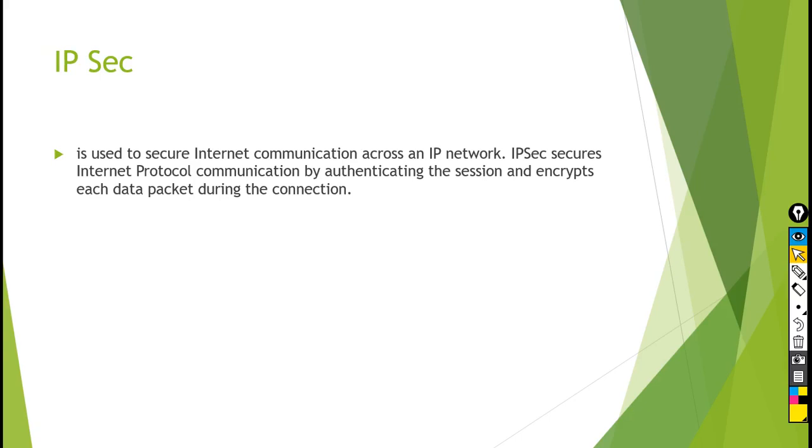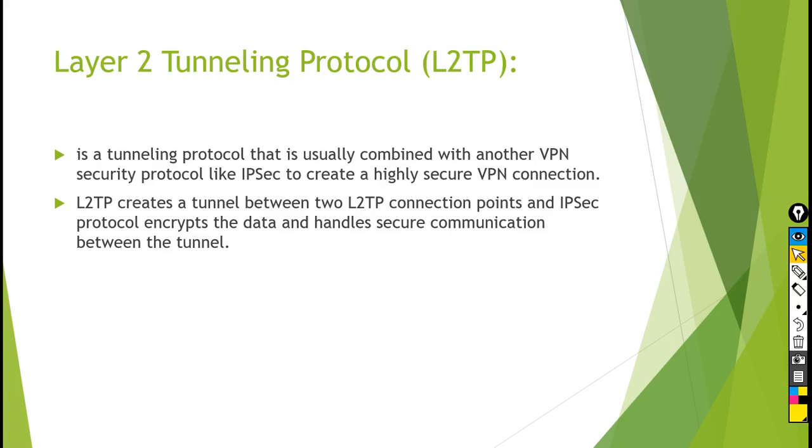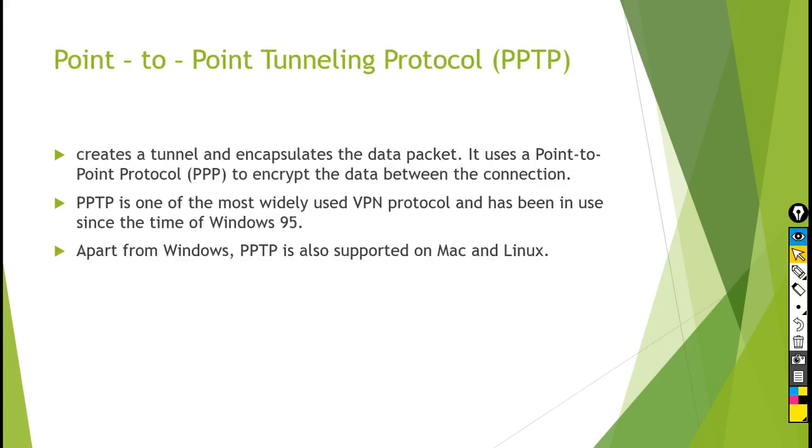When we talk about L2TP, or layer 2 tunneling protocol, it is a protocol that is usually combined with another VPN protocol. Either you use it with IPsec or any other kind of protocol, and it creates a tunnel between two L2TP connection points, and the IPsec protocol will be working in the background to encrypt the data and handle secure communication between the tunnels. We can use point-to-point tunneling protocol also to configure VPN, and it creates a tunnel and encapsulates the data packet. It also uses point-to-point to encrypt the data between the connection.